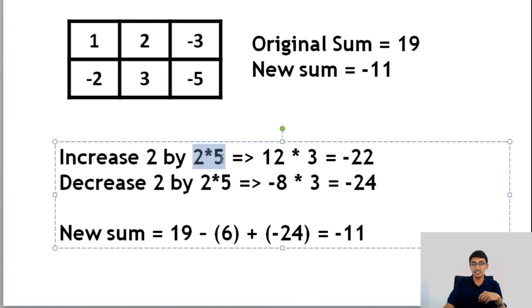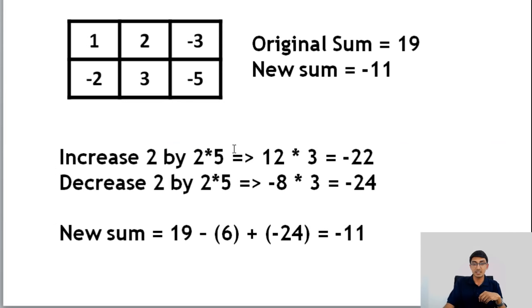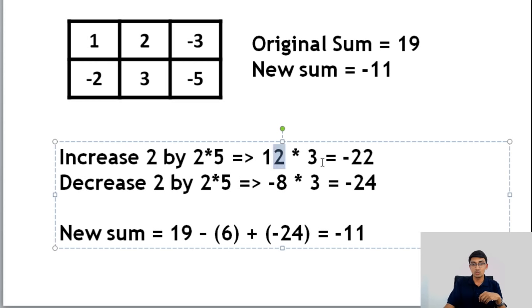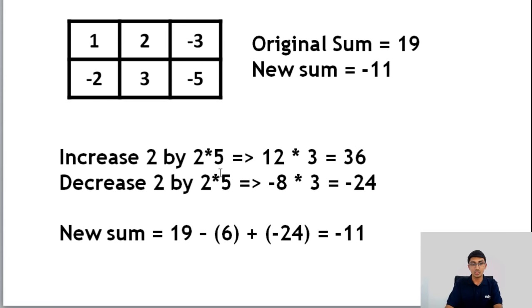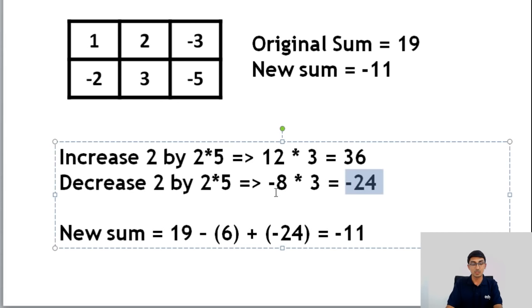We can either increase it by 10 or decrease it by 10. If we increase it by 10, 2 will become 12. 12 into 3 is just 36. Or we can choose to decrease it by 10, which gives -8 into 3, which is -24. So when we decrease it by 10, 2 will become -8, and -8 into 3 is -24. Of both of these, which one will we choose?